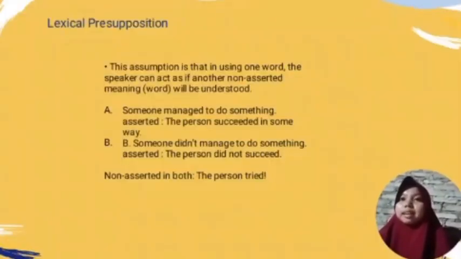Next, lexical presupposition. This assumption is that in using one word, the speaker can act as if another non-asserted meaning word will be understood. Someone managed to do something. Asserted, the person succeeded in some way. Someone didn't manage to do something. Asserted, the person didn't succeed. Non-asserted in both, the person tried.